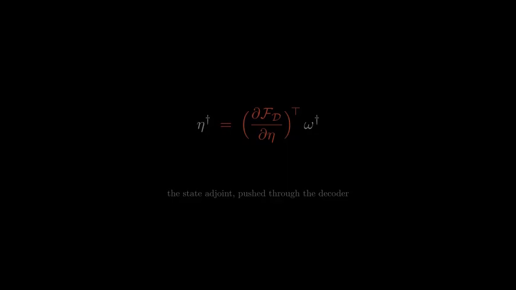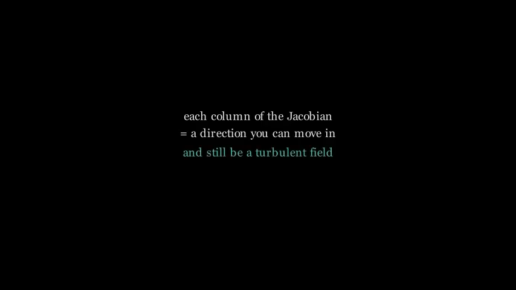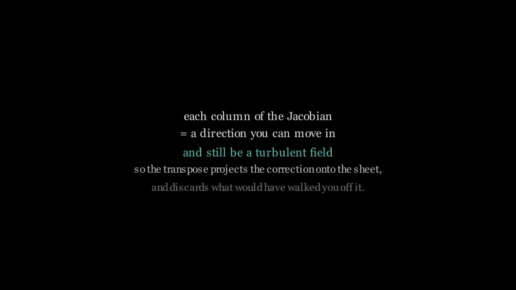And that transpose is doing something geometric, which is the part worth understanding. The authors expand the decoder to linear order and observe that each column of its Jacobian is a direction you can nudge the field in and, to first order, still be on the sheet. Multiplying by the transpose projects the correction onto those directions and discards the part that would have walked you off. That is why the broadband junk disappears.